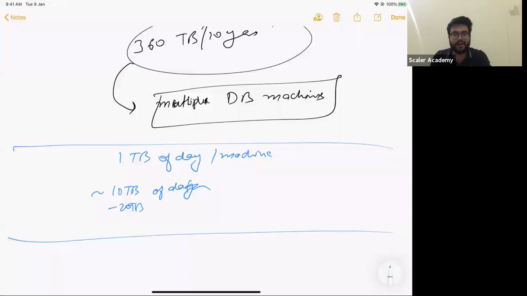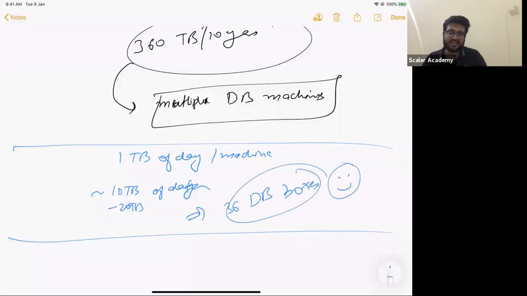Now, for storage, if I assume 10 TB per box, can you tell me how many boxes I require? 36 boxes, right? So I require 36 DB boxes. Do you now appreciate why these calculations are important?